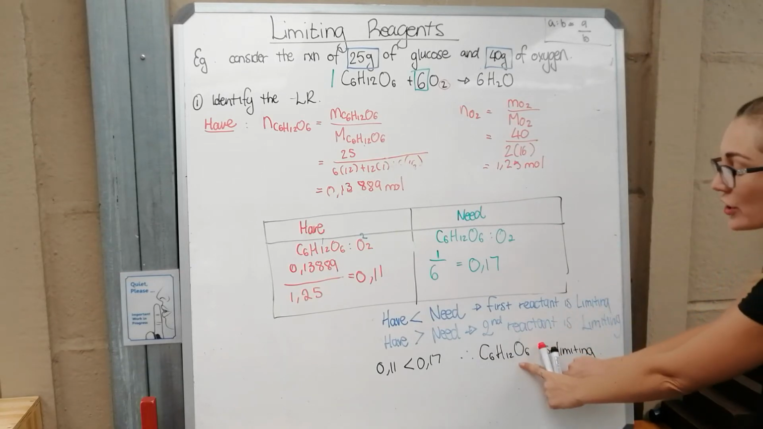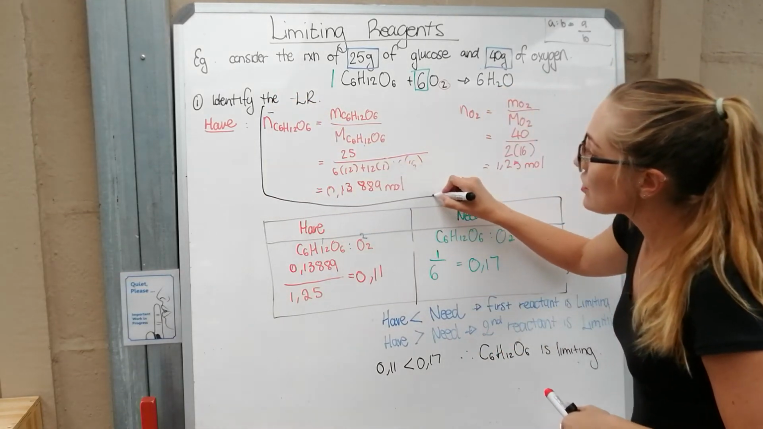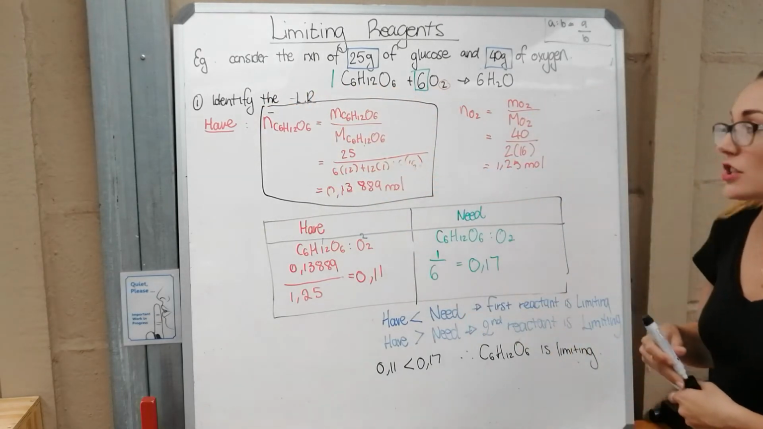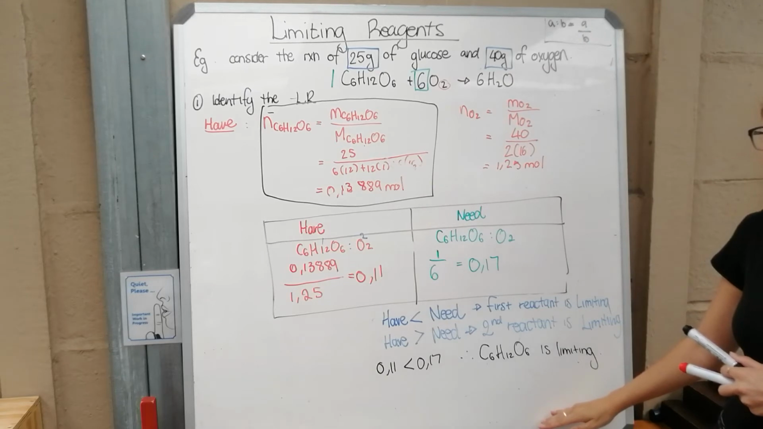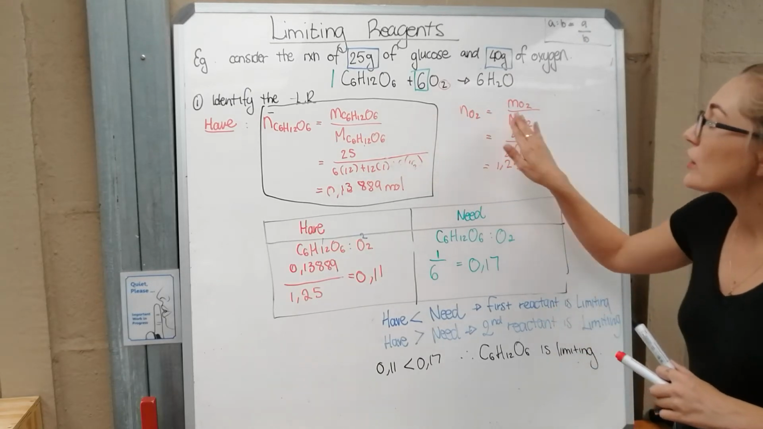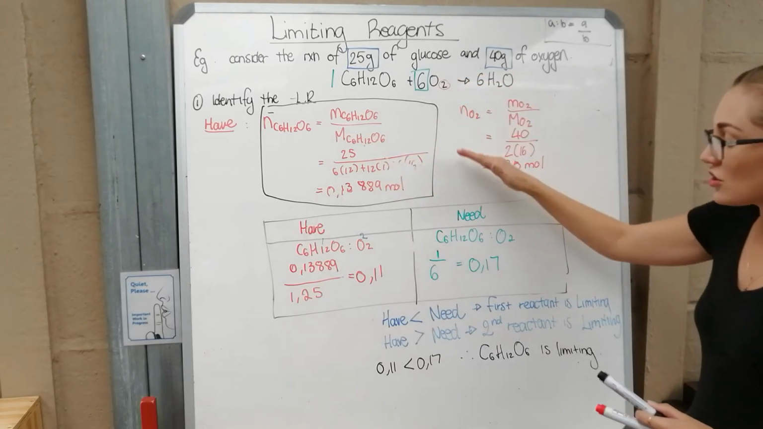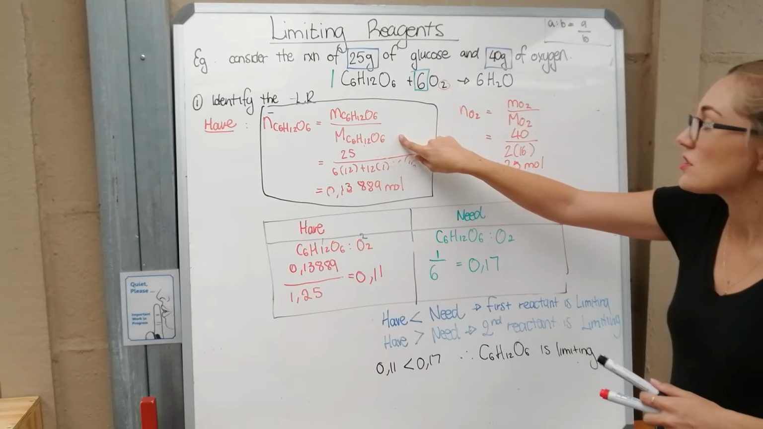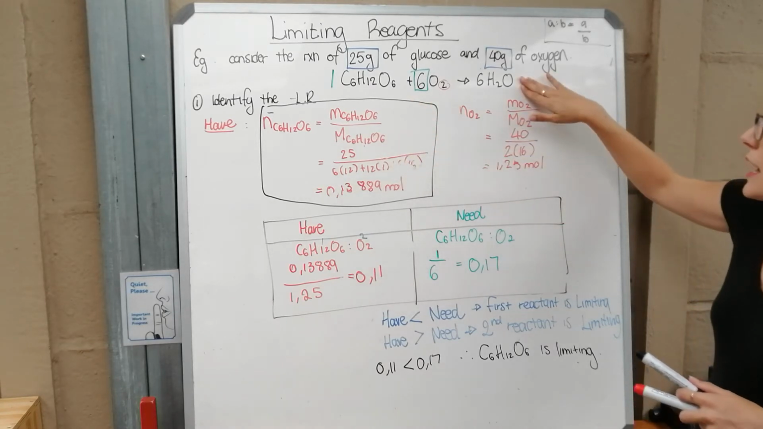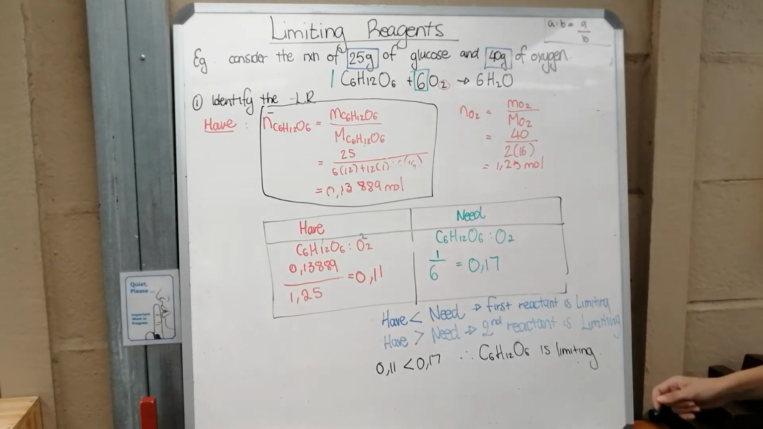So we know glucose is limiting. That means we're going to use glucose in all other calculations, not oxygen. Okay, so the whole point of determining the limiting reagent is to figure out which one I use to do further stoichiometric calculations. So doing this has told us we use glucose because this is the one that runs out first. We're going to use glucose to determine how much water is produced. And that is question 2, how much water is produced.